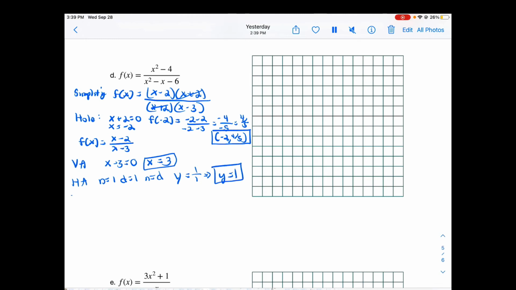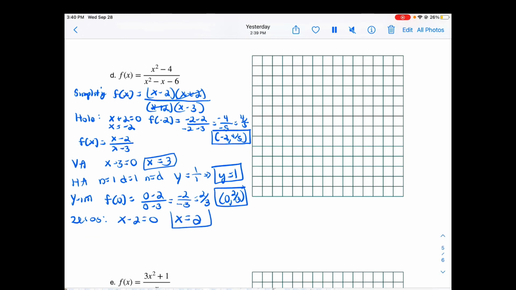Okay, next step, find your y-intercepts if you have them. To find your y-intercepts, you just evaluate f of 0, replace every x with 0, and then simplify down. Make sure you're using your simplified equation. And I get 2/3 as my answer. So 0, 2/3 is my y-intercept. To find your zeros, you take the numerator of your simplified equation, set it equal to 0, and solve, and you get x equals 2 is a 0.